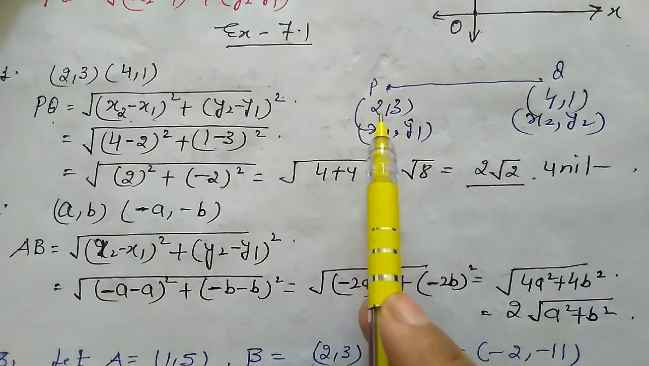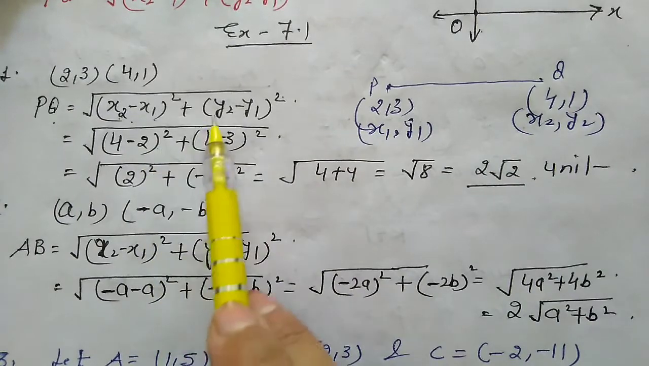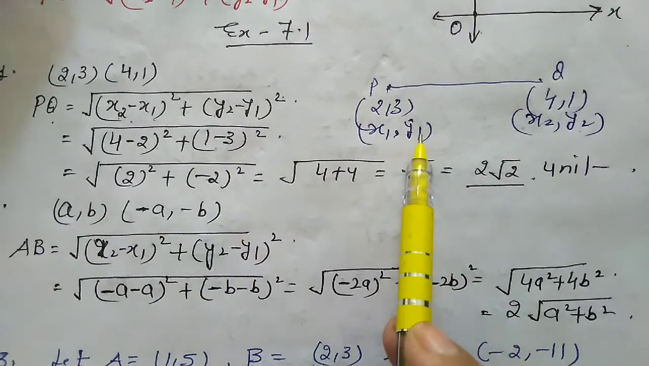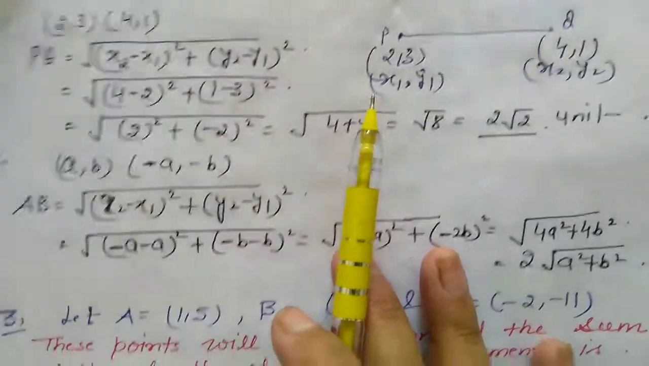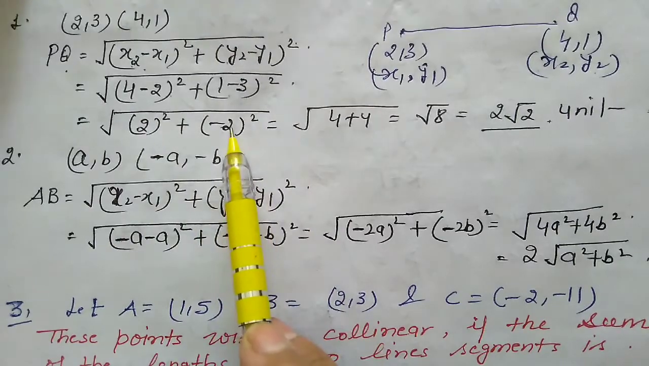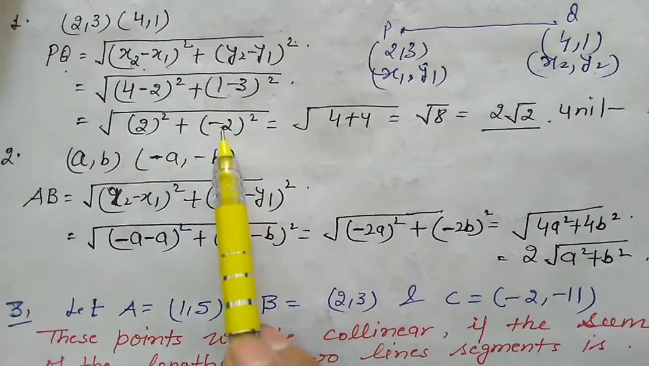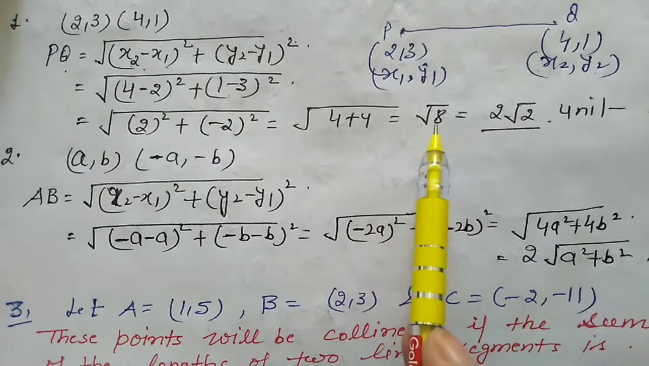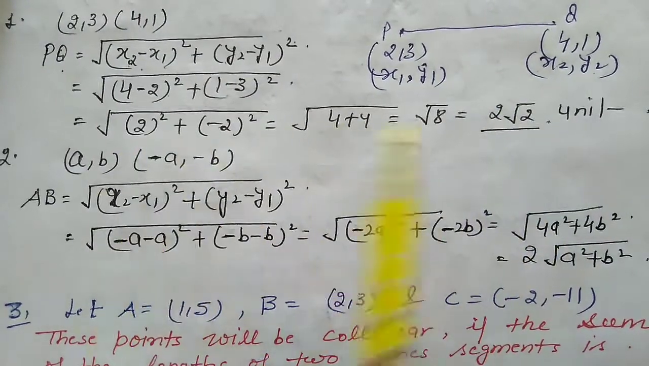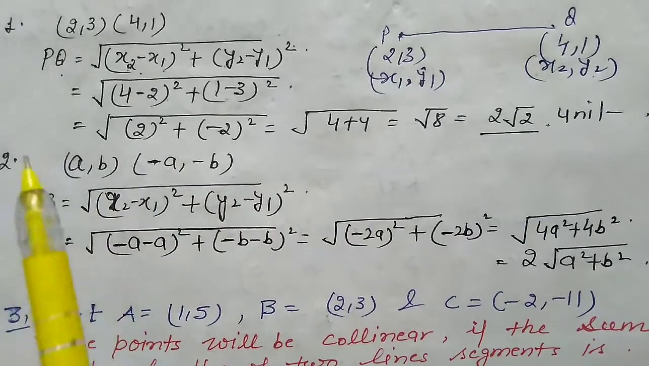4 minus x1, which is 2, plus y2, which is 1, minus y1, which is 3. So 1 minus 3. So 4 minus 2 whole square is 2 square, and 1 minus 3 whole square is minus 2 whole square. So 2 square becomes 4, minus 2 square also becomes 4. Under root 8, so we are getting 2 root 2 units. So this is how we can find the distance.